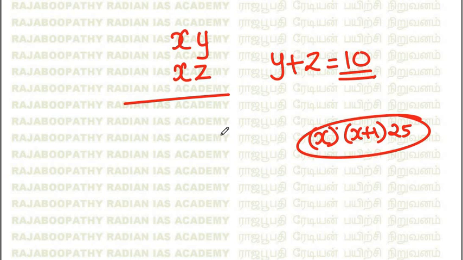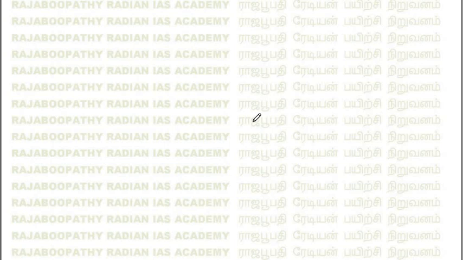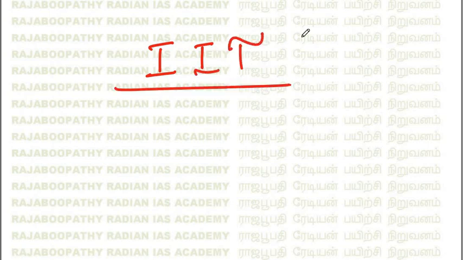For IIT, physics, chemistry and mathematics. Mathematics has 50% weightage, physics 25, chemistry 25. In NEET, biology has 50% weightage, physics 25, chemistry 25. How many are planning to appear for the IIT examination in the future? IIT, Indian Institute of Technology. This is the premier, the topmost educational institute in India.